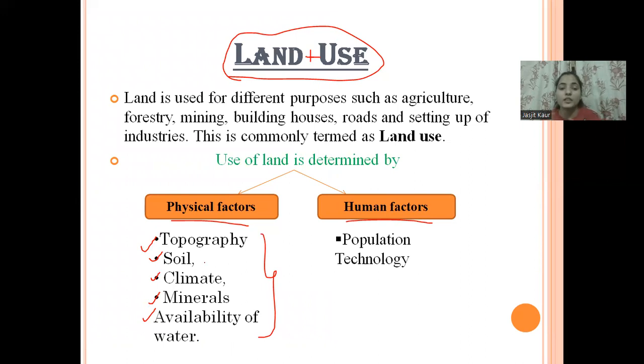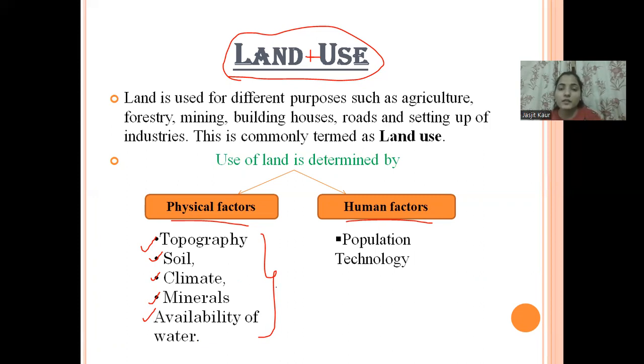If we have fertile soil, then we will definitely use this land for agriculture. And if we do not have fertile land, then we can make our houses there, or we can establish industries there. Then we have climate. Climate we have already discussed earlier, how climate affects one particular land.